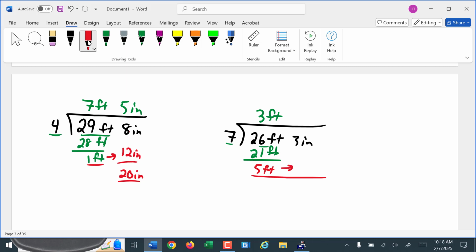Good. Before I bring down the 3 inches, I have to turn the 5 feet into how many inches? 60. Now I bring down the 3, plus 60 is 63 inches. And 63 divided by 7 is 9 inches. What do you think?